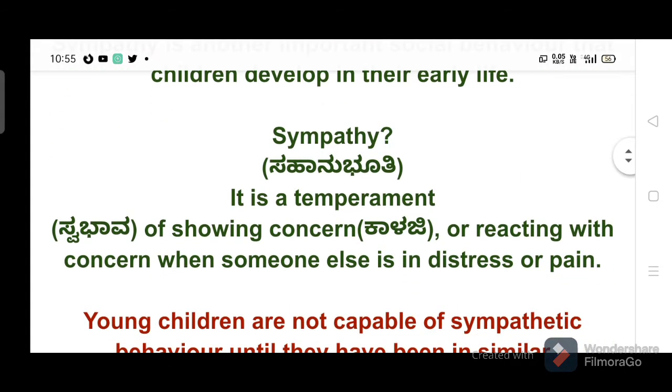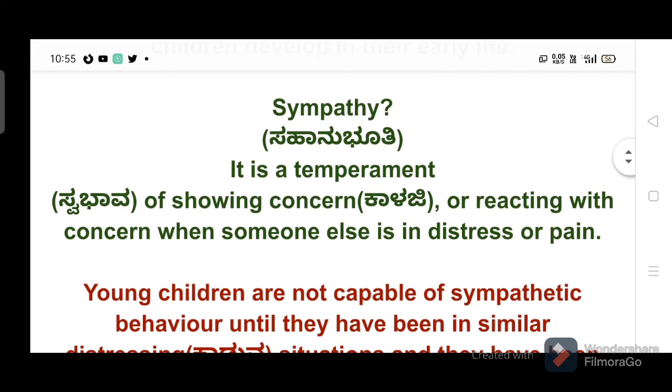So, what is the definition of sympathy? Sympathy is a temperament of showing concern or reacting with concern when someone else is in distress or pain.